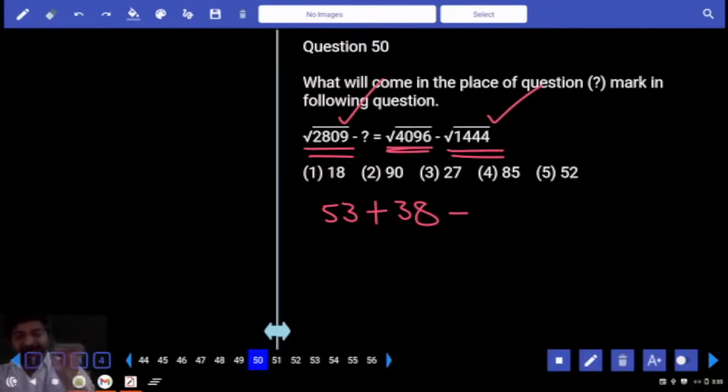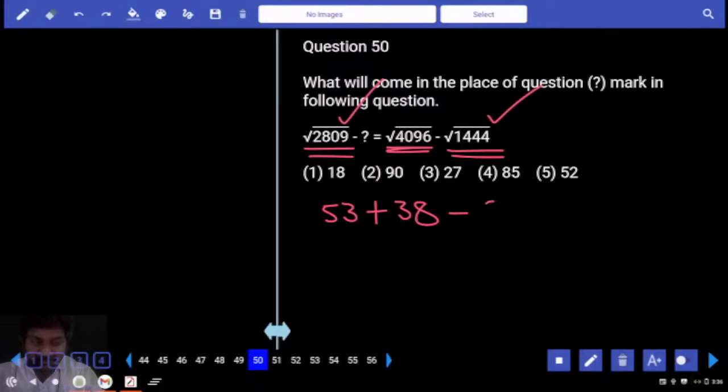This number comes to left hand side, becomes minus 60 square, 3600, more than that. 70 square, 4900, less than that. So under root of 4096, is it close to 3600 or 4900?